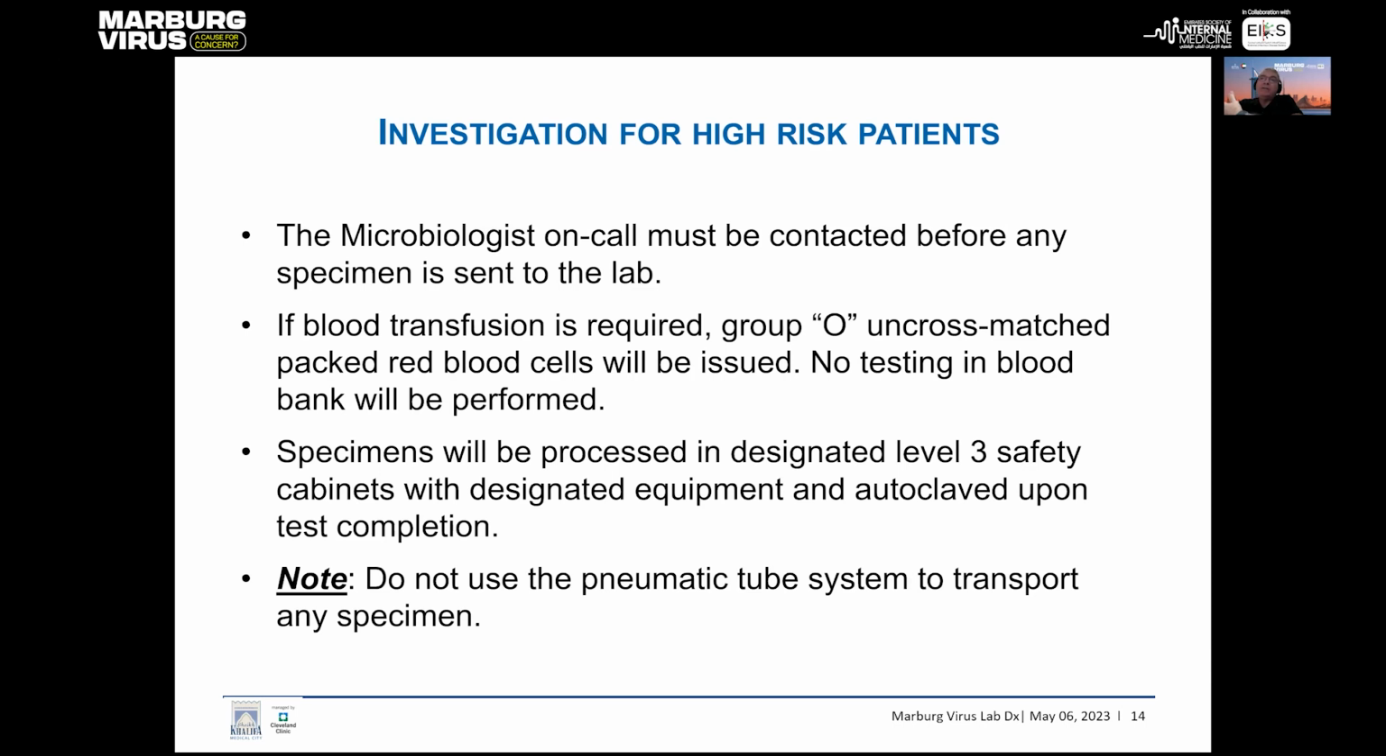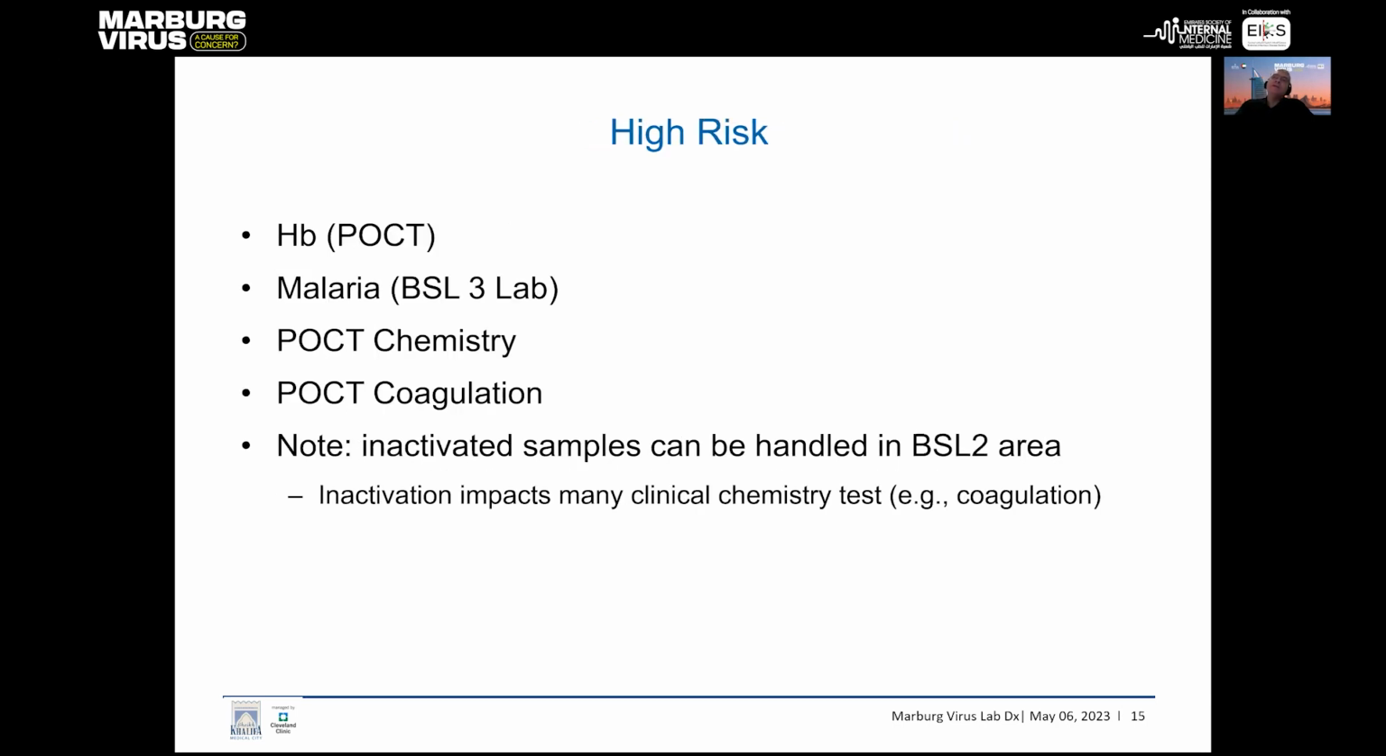So we will not save the specimen for a longer time. We will discard them immediately after the test is done. It goes without saying that you shouldn't use any pneumatic tube system to transport these specimens. So these are the tests or the procedures which we recommend to do high risk.